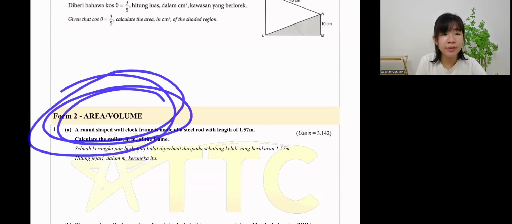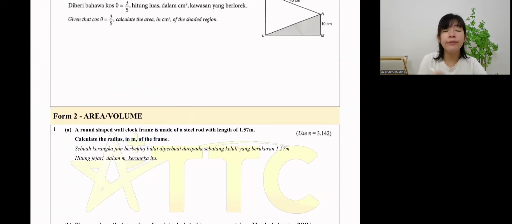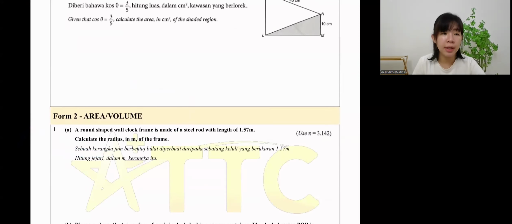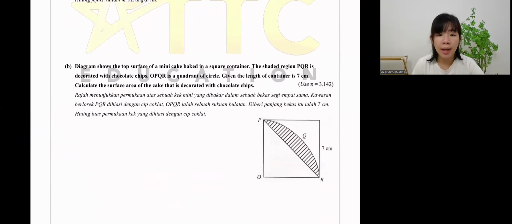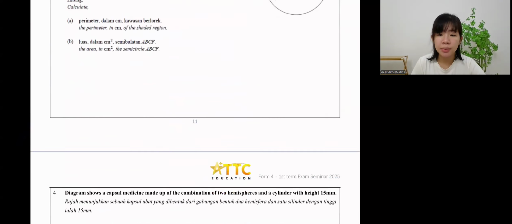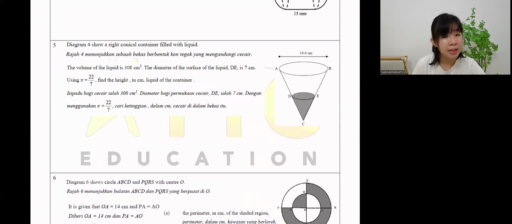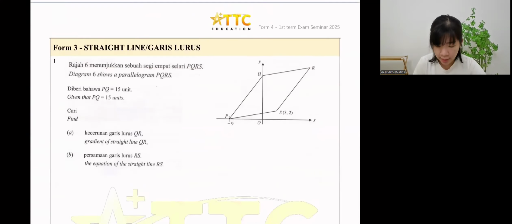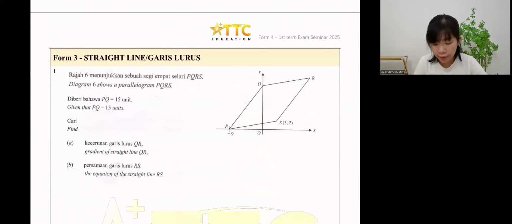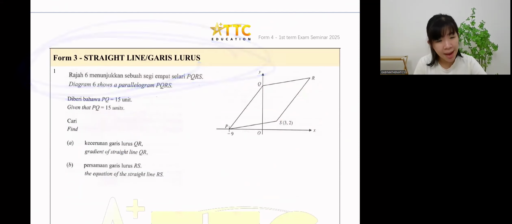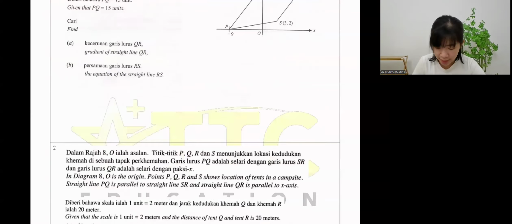In the exam, area and volume will definitely come out. If your exam covers Form 1 to Form 4, there will definitely be area and volume in it. 2 pi r squared, and maybe cone, cylinder, hemisphere, this is all about formulae. Next, the exam most of the time will have straight line, y equals mx plus c, the last chapter of your Form 3.